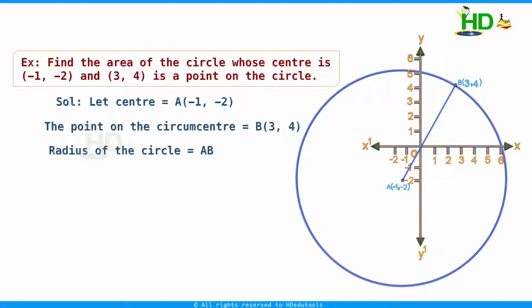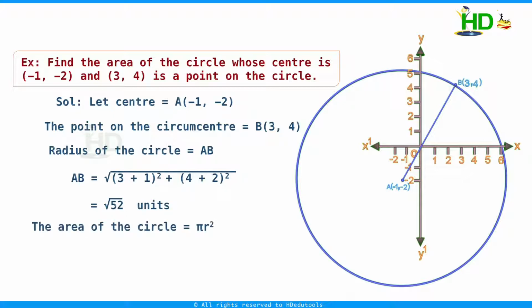This is root of 3 plus 1 whole square plus 4 plus 2 whole square. That is root 52 units. Therefore, the radius is root 52 units. The area of the circle, pi r square, this is equal to pi into root 52 whole square. This is 52 pi square units.